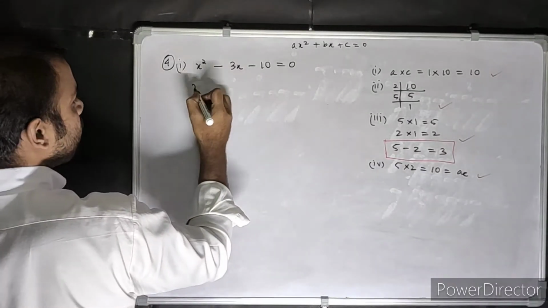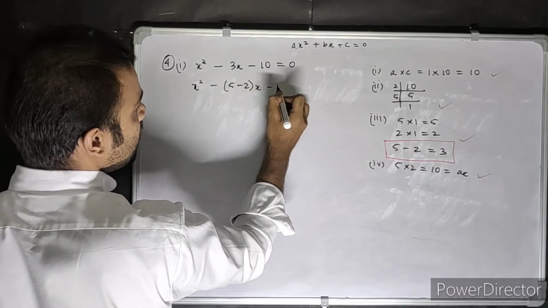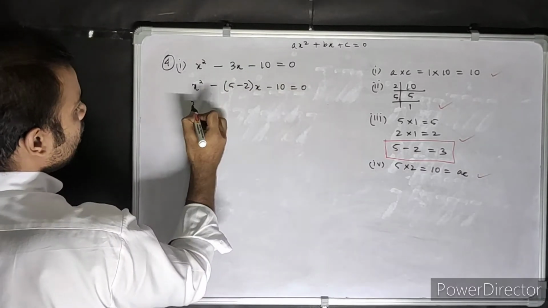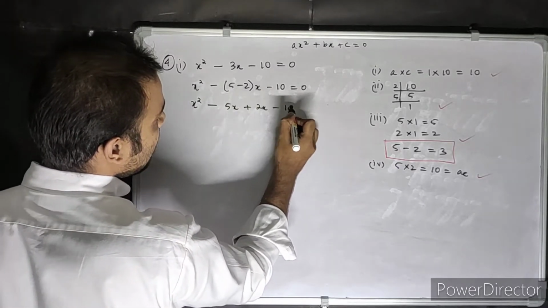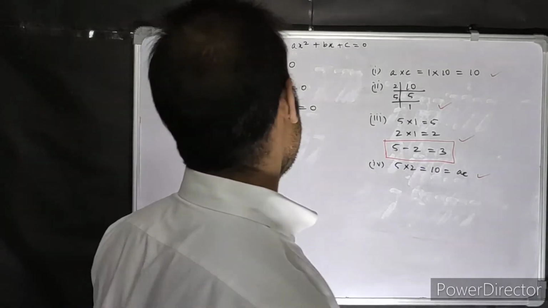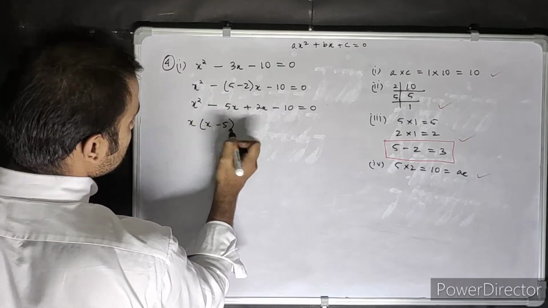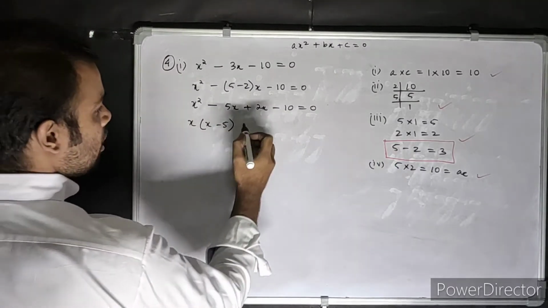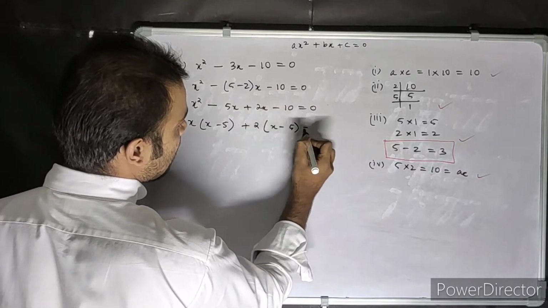So let's start. x square minus 5x minus 2x minus 10 equals 0. So x square minus 5x plus 2x minus 10 equals 0. Why plus? You've opened the bracket and there is a minus sign outside it. That's why. So x minus 5, from these two common x. From here what is common? 2 is common. x minus 5 is equal to 0.